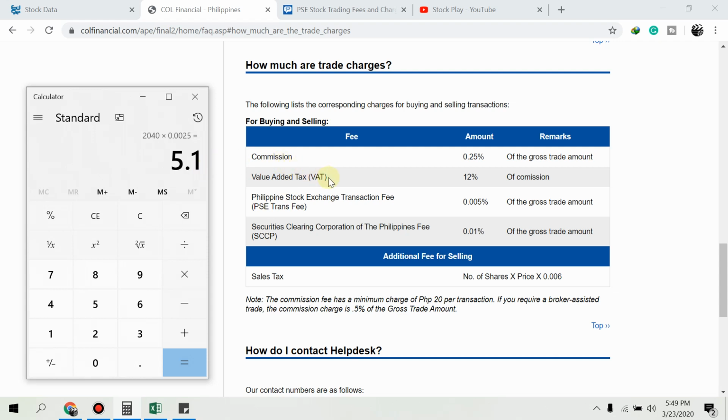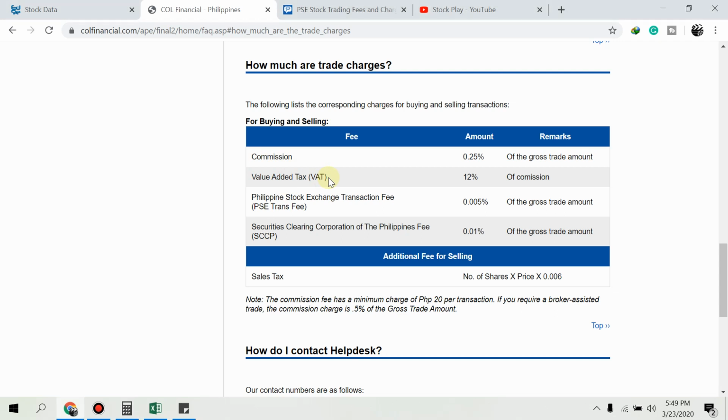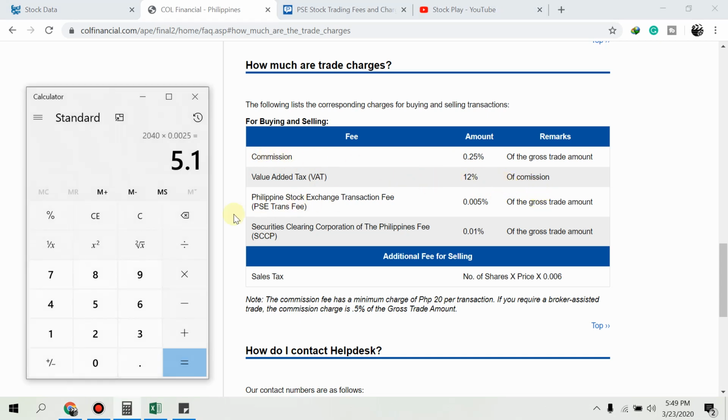Then, yung VAT natin, paano i-compute to? So, syempre, kailangan natin nung commissions fee na na-compute natin dito sa first part. Then, i-multiply natin siya by 12%. So, since may value na tayo for commissions or broker's commission, so 5.1 multiplied by 12% equals 0.612 peso.